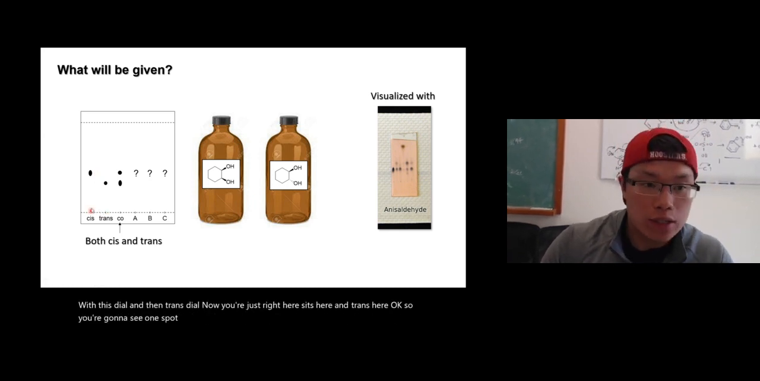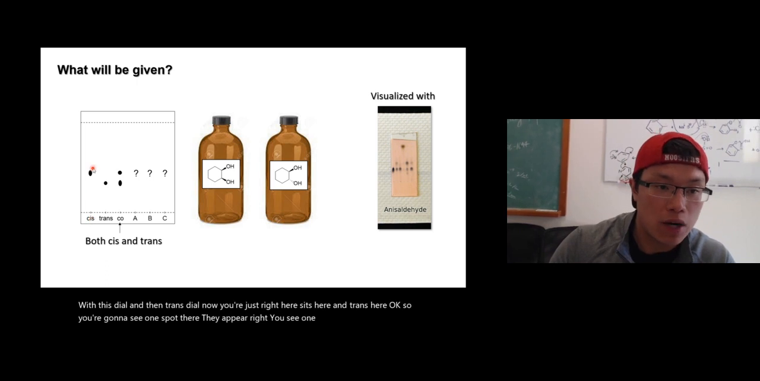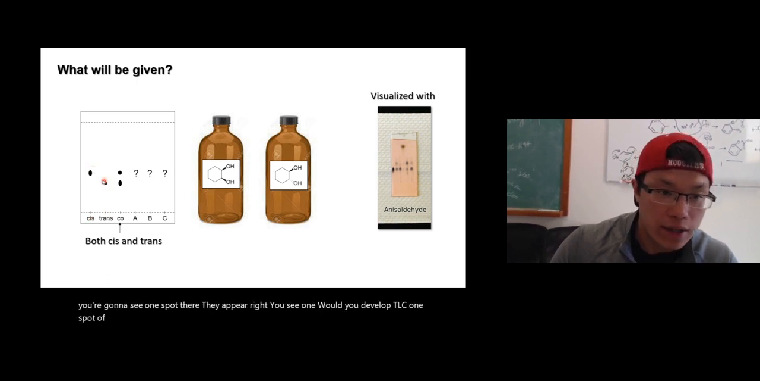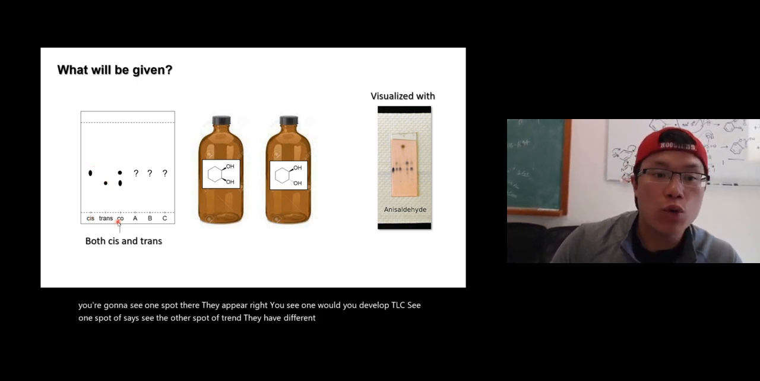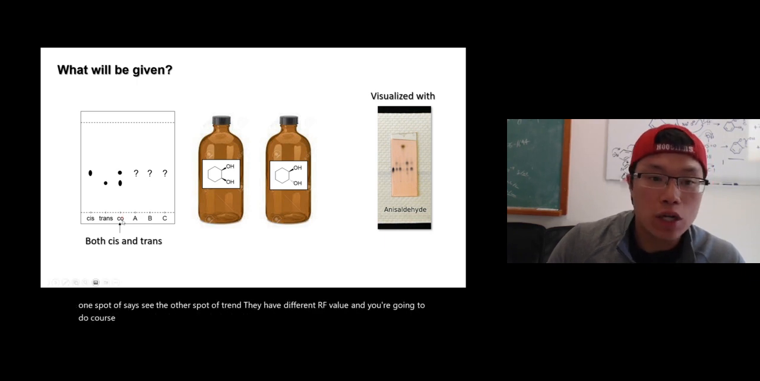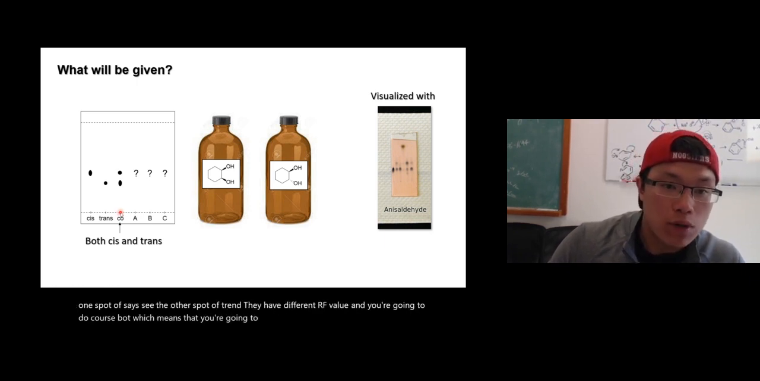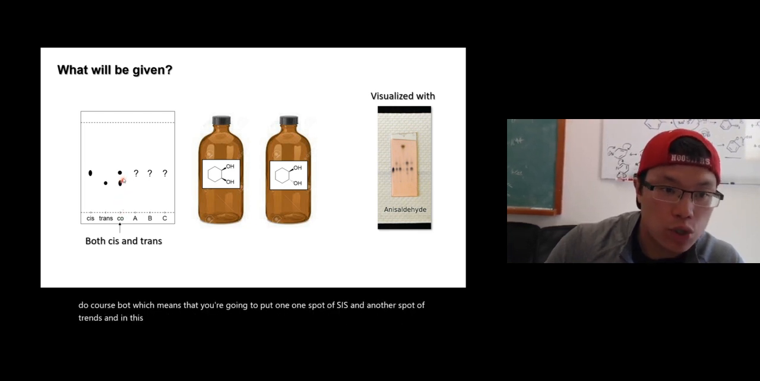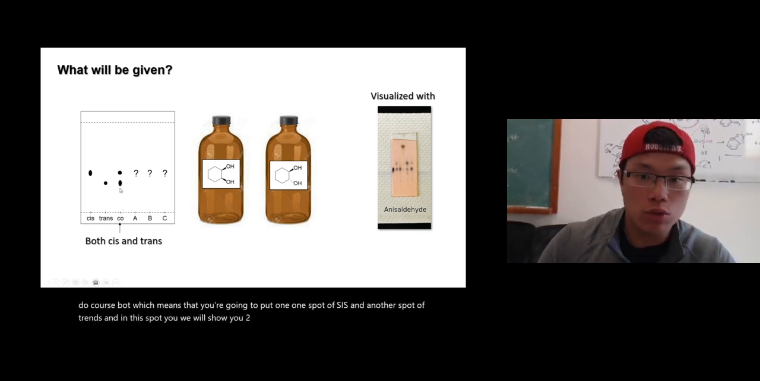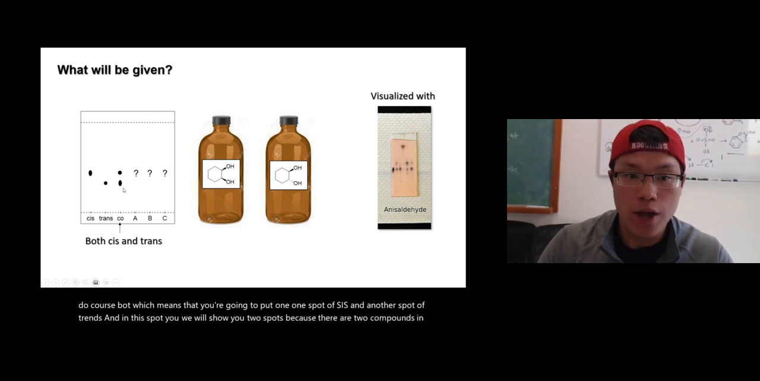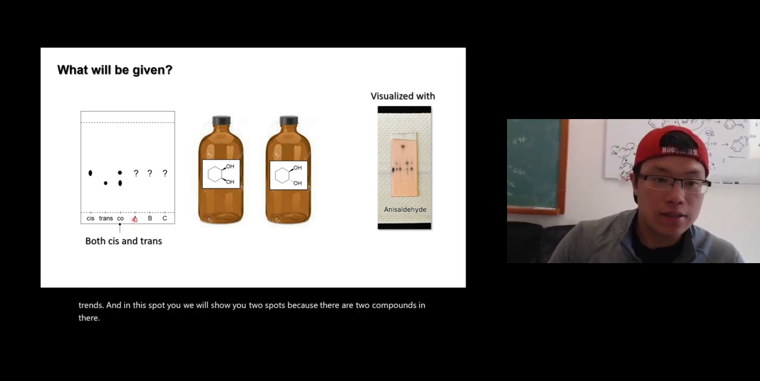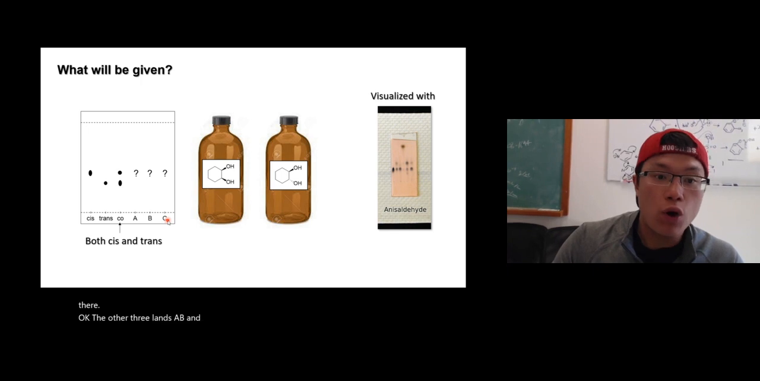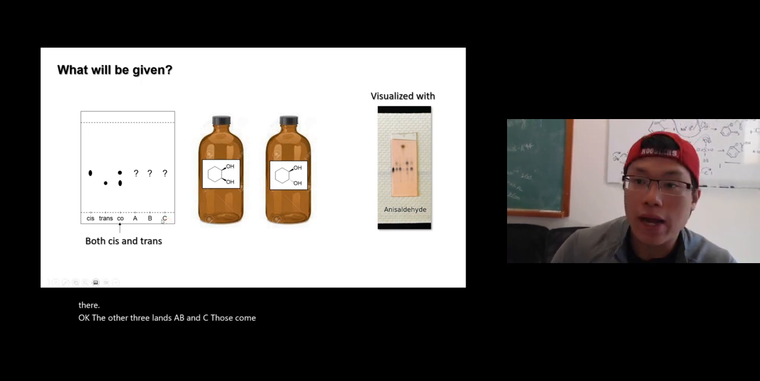When you develop the TLC, you see one spot of cis and the other spot of trans. They have different Rf values, and you're gonna do a co-spot, which means you're gonna put one spot of cis and another spot of trans. In this lane, you will see 2 spots because there are 2 compounds in there. The other 3 lanes, A, B, and C, come from the 3 reactions that you do.